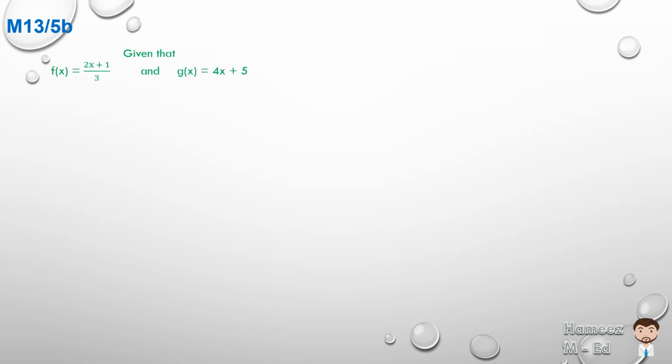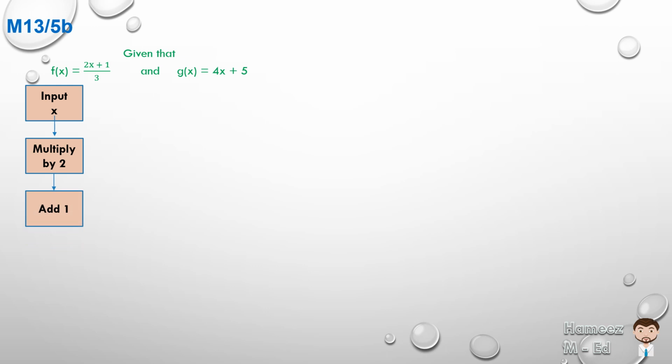May 2013, number 5b. Given that the function f of x is equal to 2x plus 1 over 3, we can draw a flowchart diagram so students can see it differently. If the input is x, then the first step will be to multiply that x by 2. And now that we have 2x, the next step will be to add 1. So we have 2x plus 1. And now that we've gotten that whole thing, then we can divide by 3, and that will give us our output, which is f of x.